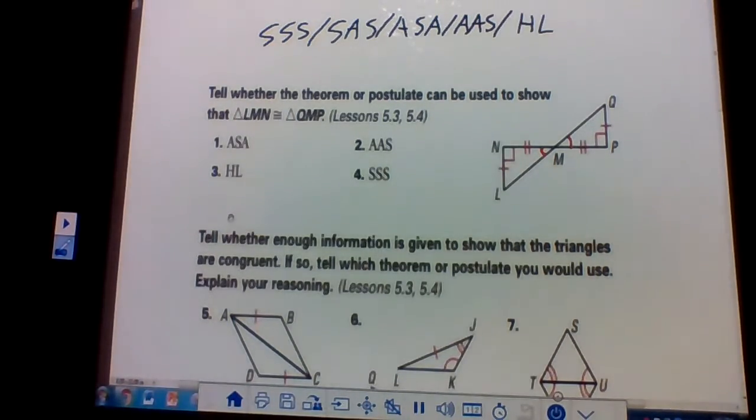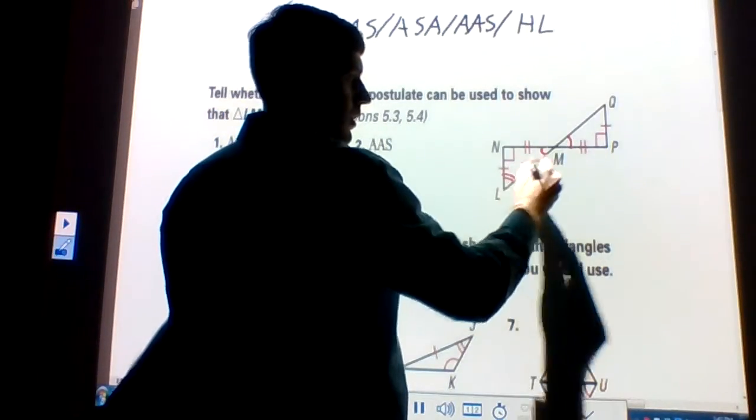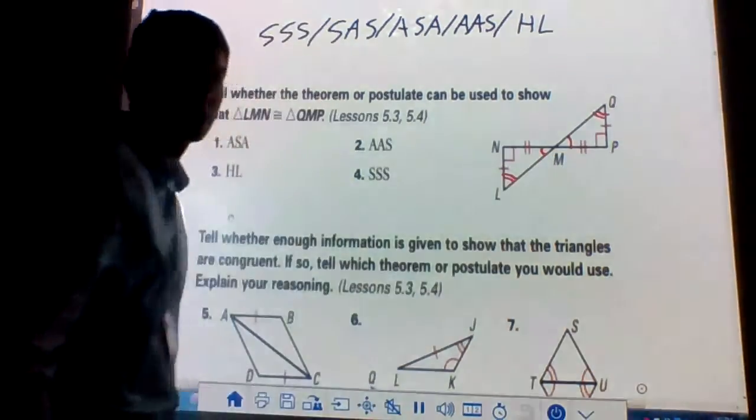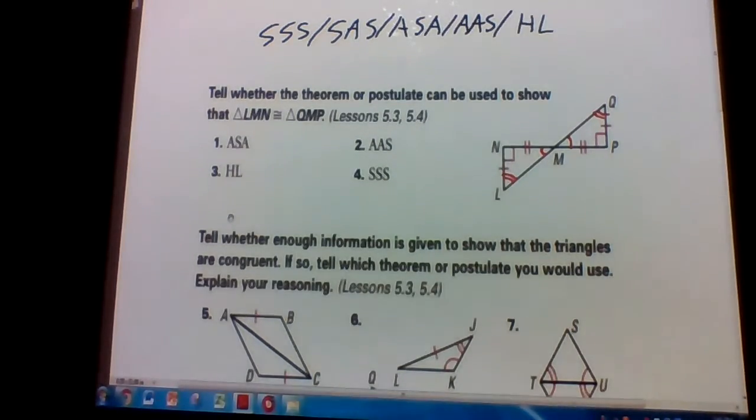And we can also use the third angle theorem. Since we have 2 pair of angles that are congruent, we know the third pair of angles is going to be congruent. That's what our third angle theorem says. If 2 pair of angles are congruent, then the third pair of angles are congruent. Okay, now we can look at and see if these theorems would work.